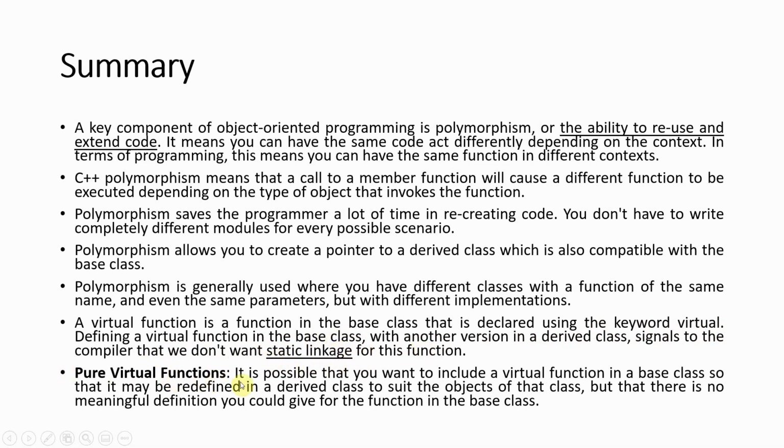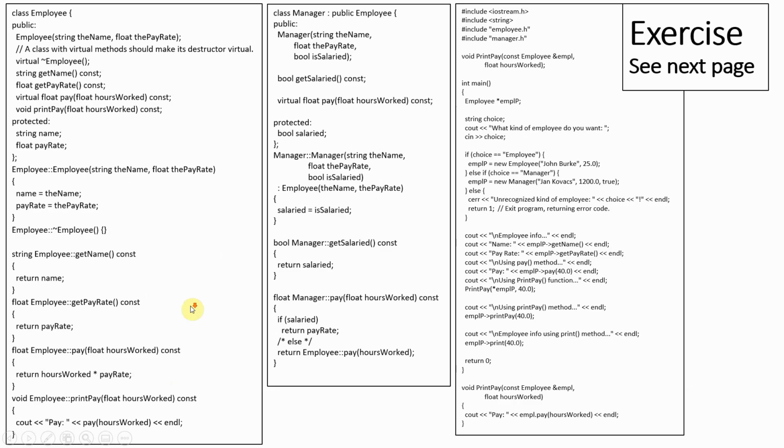Pure virtual functions: it is also possible that you want to include a virtual function in a base class so that it may be redefined in a derived class to suit the objects of that class, but there is no meaningful definition in the base class, right? If you have an abstract class shape, what's the area of a shape? Do you have a formula for the area of a shape? No, it doesn't have any meaning. So there's no meaningful definition you could give for the function in the base class. If a class has at least one pure virtual function, the class becomes an abstract class.